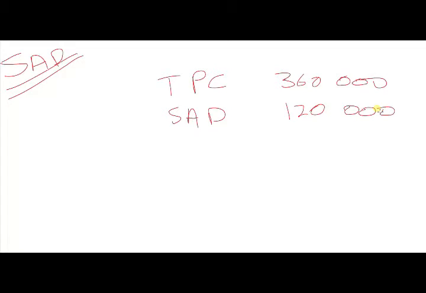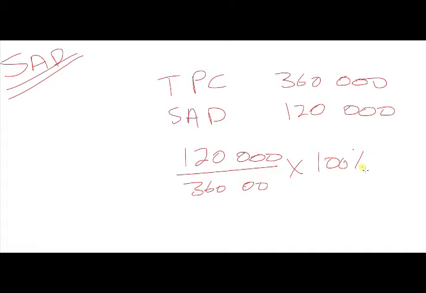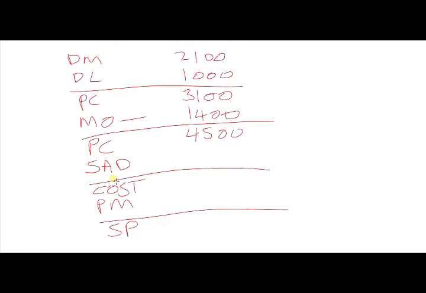So to calculate the percentage of the selling, administration and distribution cost to the product cost, we take 120,000 divided by 360,000, and that's multiplied by 100. We get 33%. So this is the percentage of selling, administration and distribution cost to the total production cost, and this percentage is what we're going to use to get the selling, administration and distribution cost for the job.